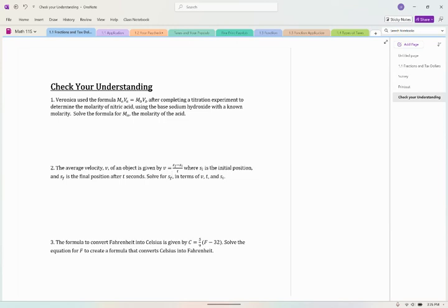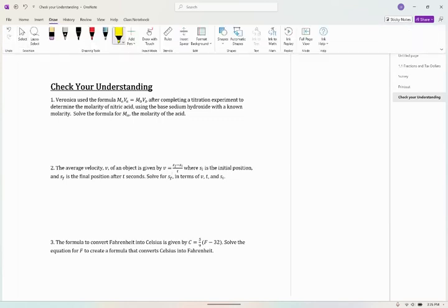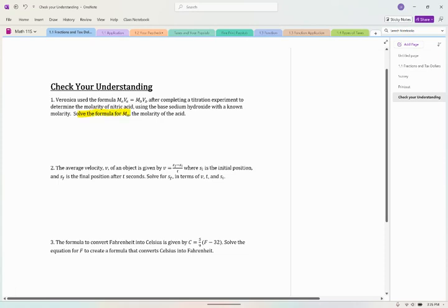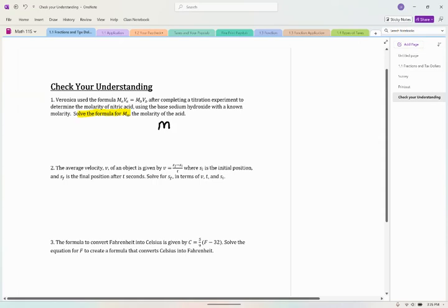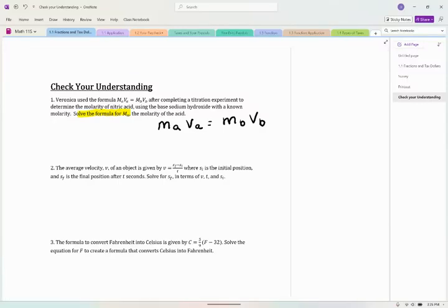After completing a titration experiment to determine the molarity of nitric acid, who cares about all this? All we want to know is, what are we solving for? We're solving for M sub A. So in order to solve for M sub A, I'm just going to rewrite it. M sub A, V sub A equals M sub B, V sub B. I do not see any addition or subtraction in this problem, so I will not do any addition or subtraction. When variables are connected like this, it's multiplication.